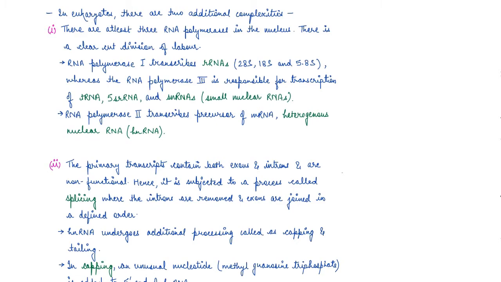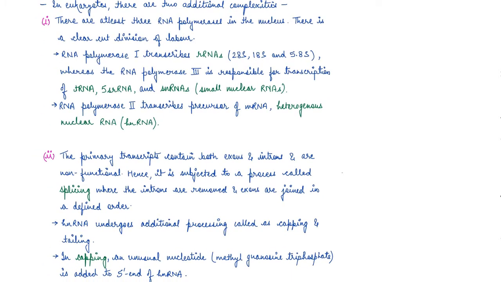Now this is in case of eukaryotes, guys. So this is one complex behavior. Now the other complexity is that the primary transcripts contain both exons and introns. As we said, they are monocistronic and they have the transcribed segment and the non-transcribed segment, right? So the primary transcripts have both exons and introns, and these primary transcripts are non-functional. And that is why they undergo splicing first.